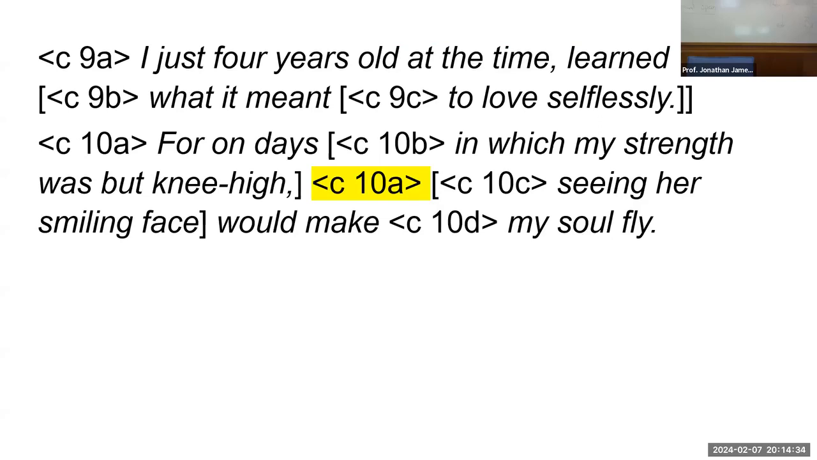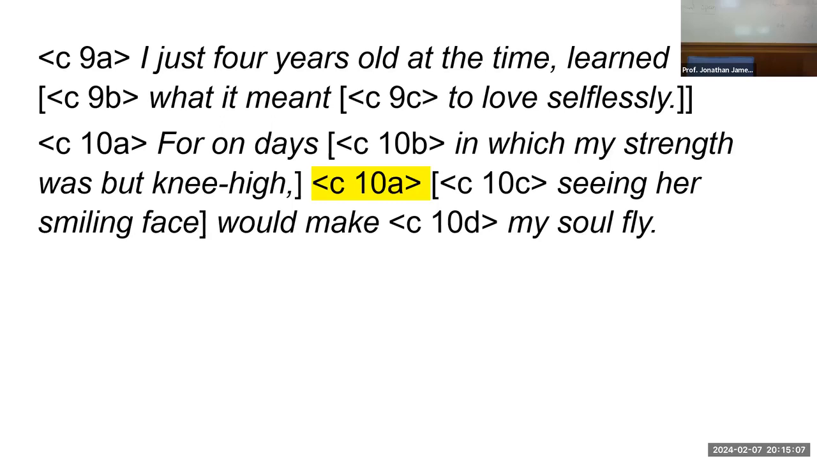For on days in which my strength was but knee-high. Now, I repeated the 10a here because really this is what? For on days. Again, we have an embedded clause in which my strength was but knee high. This all is the what? For on days. It's the circumstance. It's telling you the time. So this whole part here is the circumstantial theme. And then the clause continues.